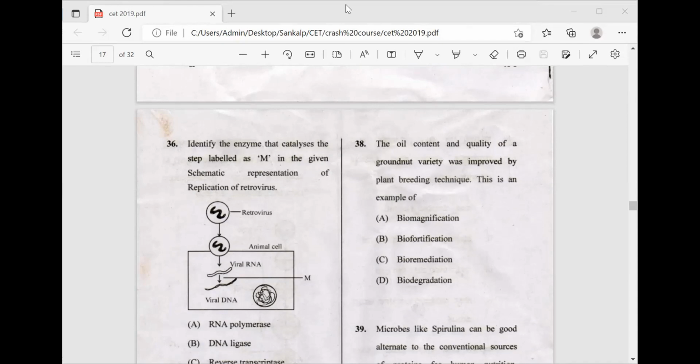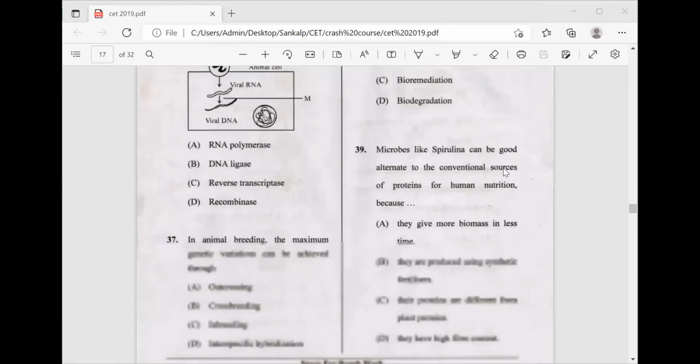Kirtana, Janvi, Bhairesh, Navya, Tasmiya, and Vani, all of you voted as B. So the correct answer of the 38th question is option A, that is biomagnification.